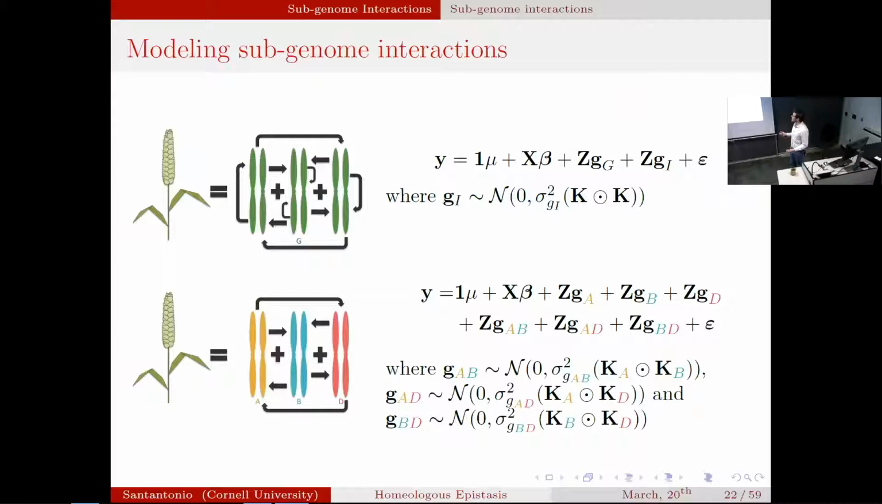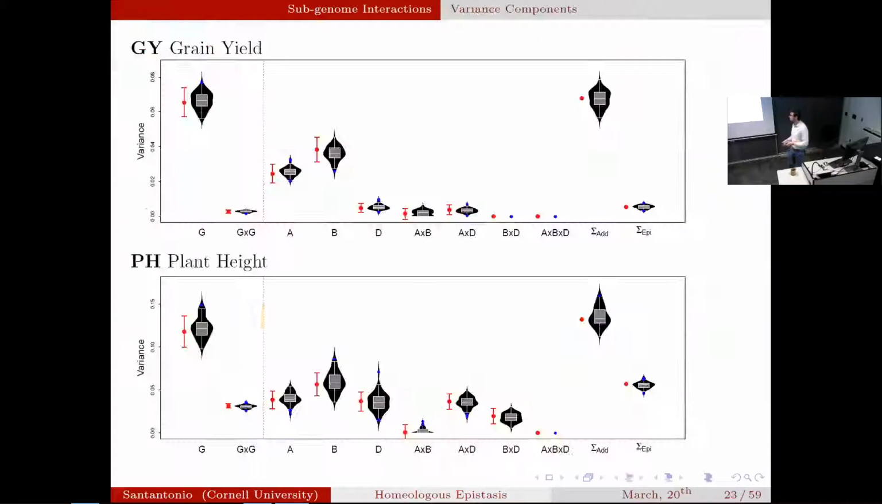And we do this through using Hadamard products of these covariance matrices. The math isn't really important. It's just that we can now get a value for every individual based on its interaction between the A and B genome, B and D, and the A and D. All right, and then we can estimate these variance components.